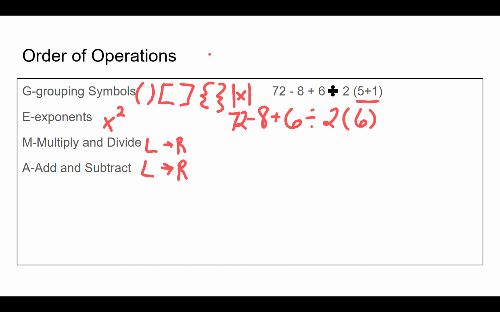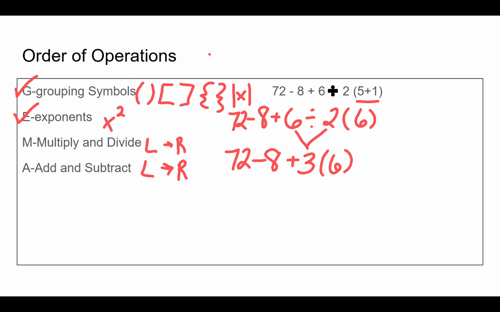All right, so now we need to go through the problem and see. We solved grouping symbols. We need to look for any exponents. There are no exponents. So now we multiply or divide from left to right. 72 minus 8 is subtraction, plus 6 is addition, divided by 2 is where I need to start. 6 divided by 2 is my first step here, or second step rather.